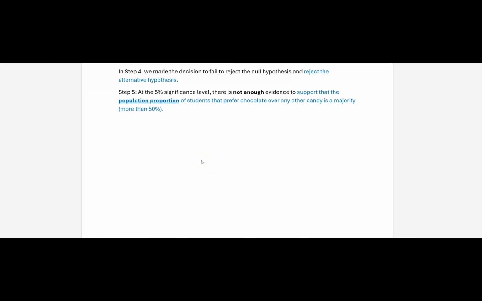So now for step 5, we're ready to write our conclusion. Remember that we failed to reject the null hypothesis. So that means that we are rejecting the alternative hypothesis. So we are saying that there is not enough evidence to support the alternative hypothesis. And in this case, the alternative hypothesis was that the population proportion of students that prefer chocolate over any other candy is a majority, more than 50%.